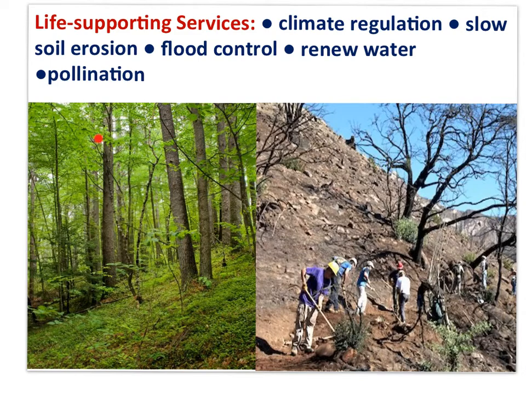Intact systems, like the system on the left, have value: aesthetic, cultural, environmental, ethical, spiritual, intrinsic, and economic. But there are ecological values as well. The intact ecosystem provides services: climate regulation, slowing soil erosion, flood control, replenishment of groundwater, and pollination. The system on the right cannot provide those ecological services because of degradation.